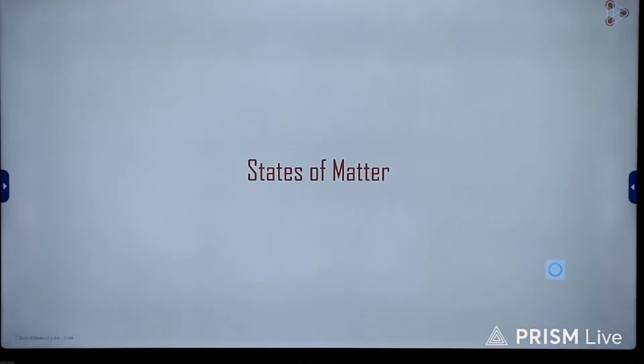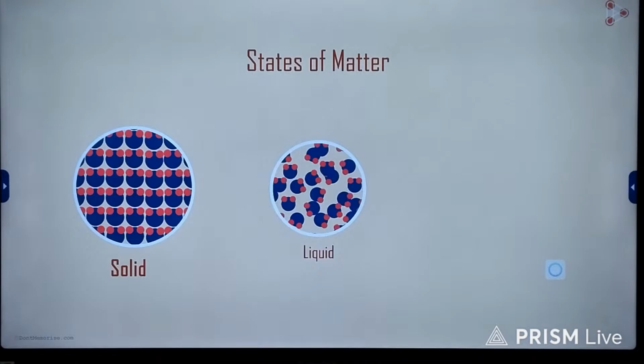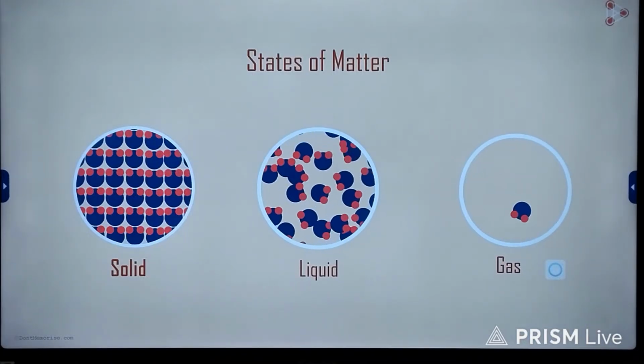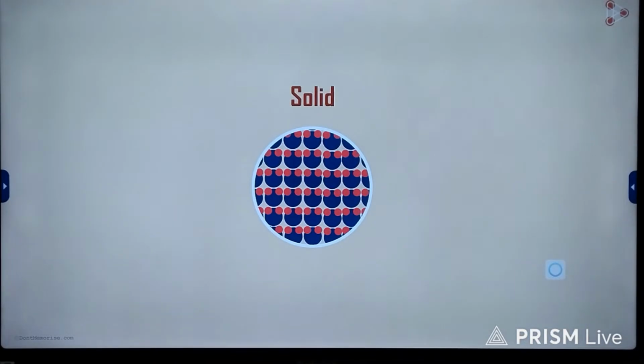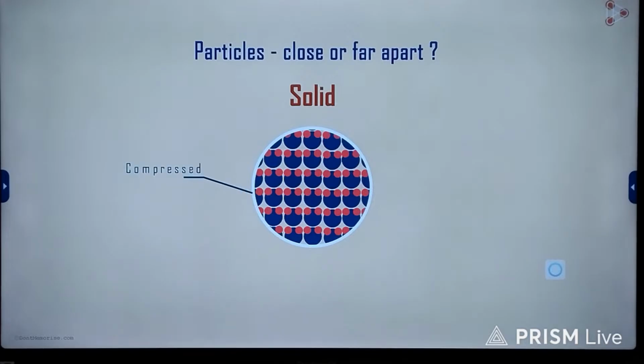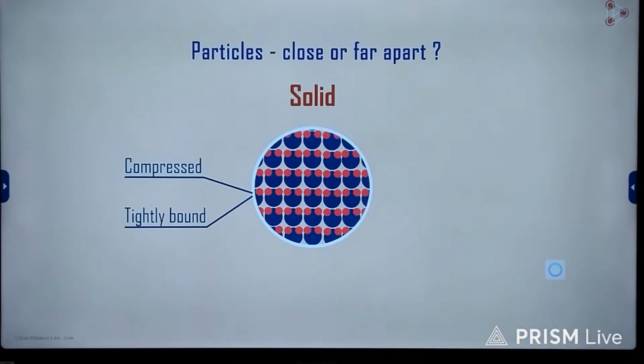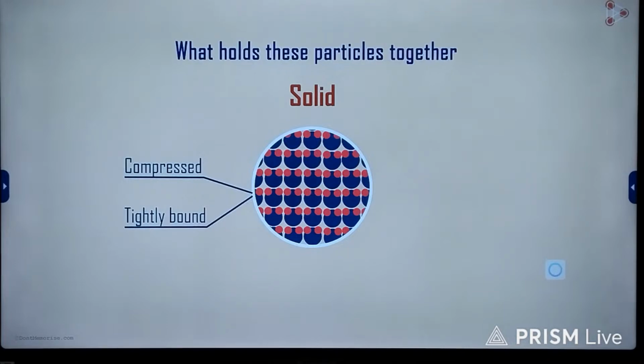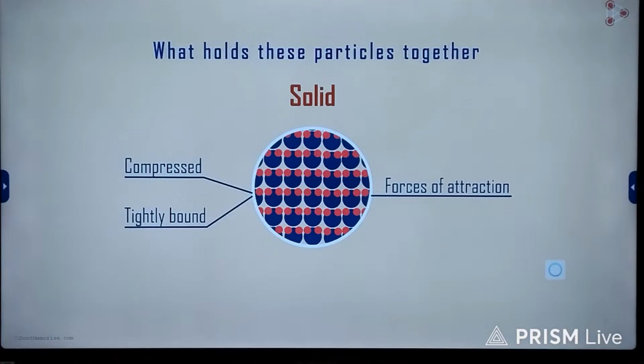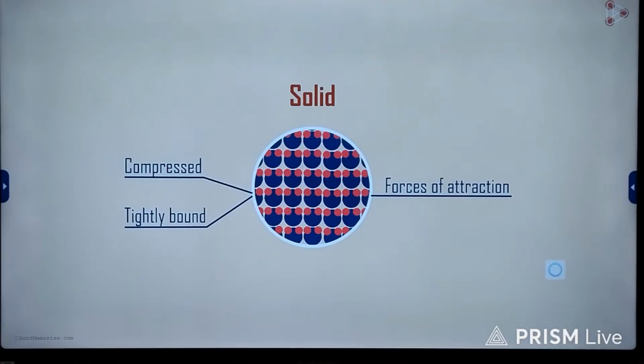How do you think matter changes its state? Let us look at the particles in all the three states of matter. How are the particles in solid placed? Are they very close to each other, or are they placed far apart? Particles in solids are compressed and tightly bound. What holds these particles together? Is there some kind of force that keeps them tightly bound? Yes, there are forces of attraction that are at work between all these particles. These forces are strong enough to hold all the particles and thus prevent them from moving around.